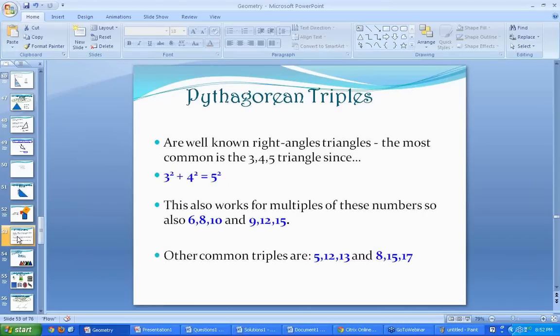Now coming to Pythagorean triplets, Pankaj says very nice pictorial representation. Yeah, Pankaj, I like this, so I thought I should share it with you guys.